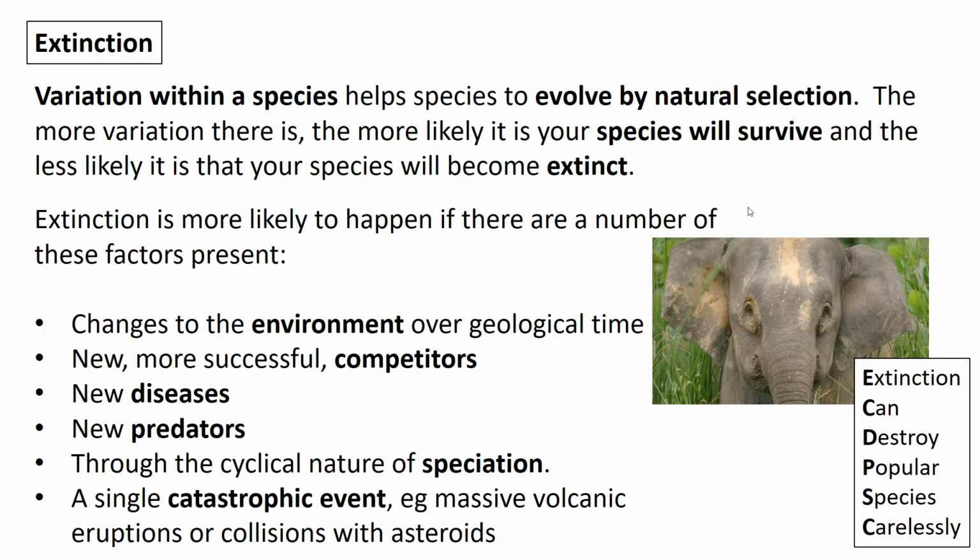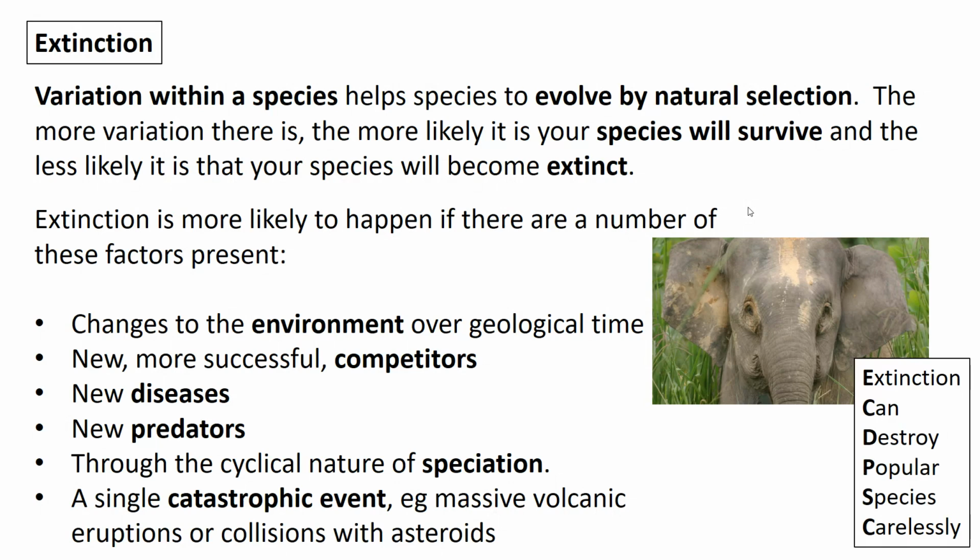An extinction is when a species is no longer able to reproduce and survive. And so variation within a species can really help natural selection to happen and evolution to happen. And if there's more variation, it's likely there's more chance that your species will survive and less chance it will become extinct. Extinction can become more likely if these factors are present.